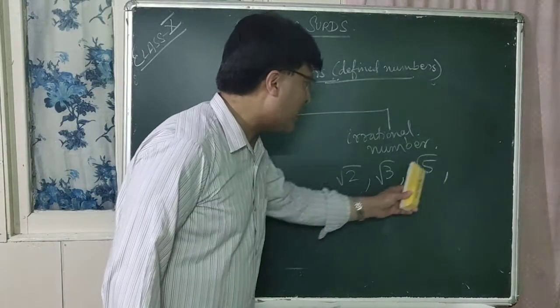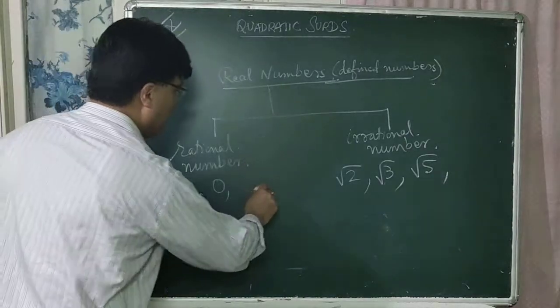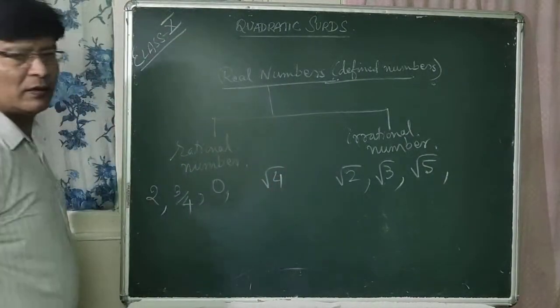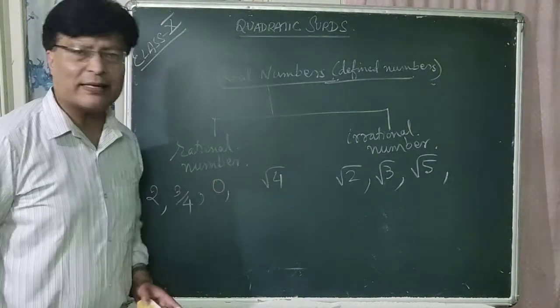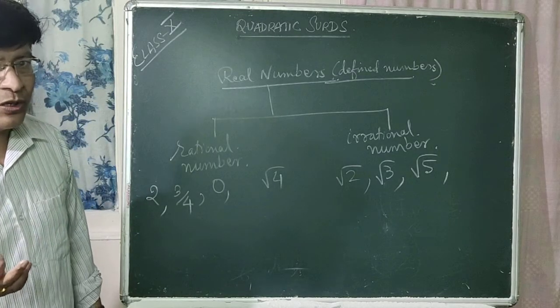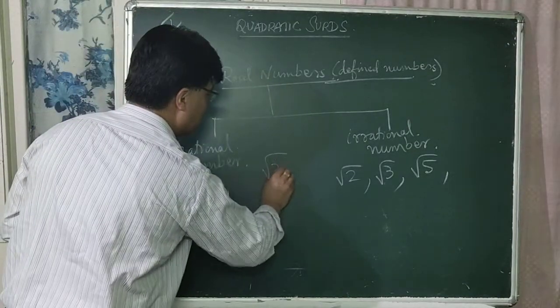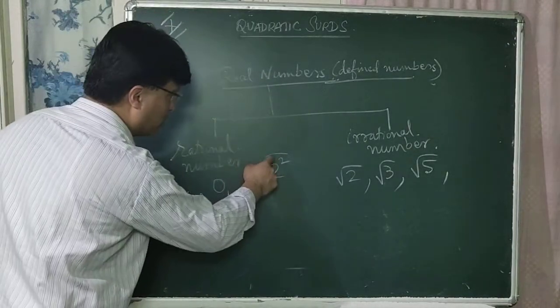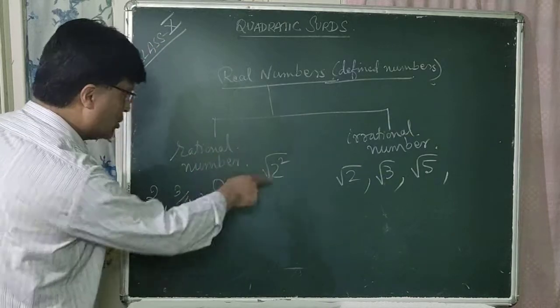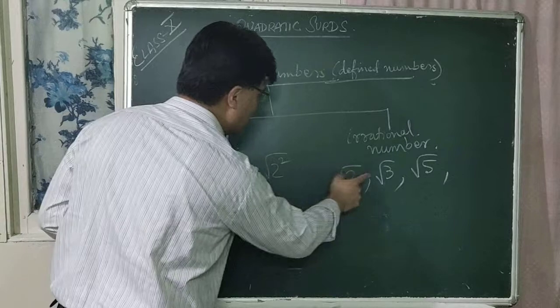Why are they known as irrational numbers? Like root over 4, you can get the exact square root of 4, isn't it? What is the square root of 4? It is 2, because root over 4 is actually root over 2 square. Here the square root and square will cancel, and you will get only 2. So 2 is a rational number, right? So this is not an irrational number.